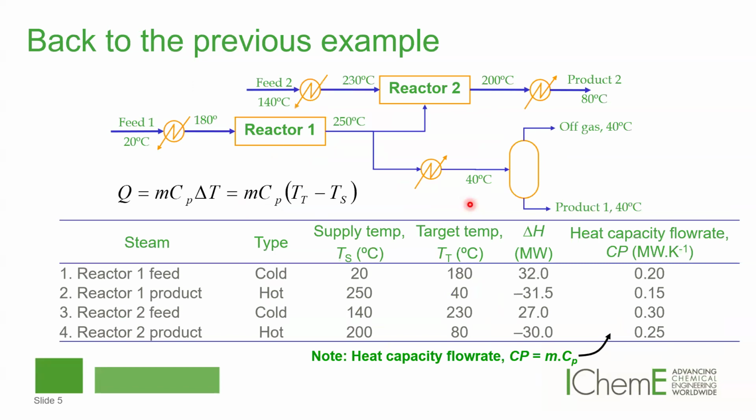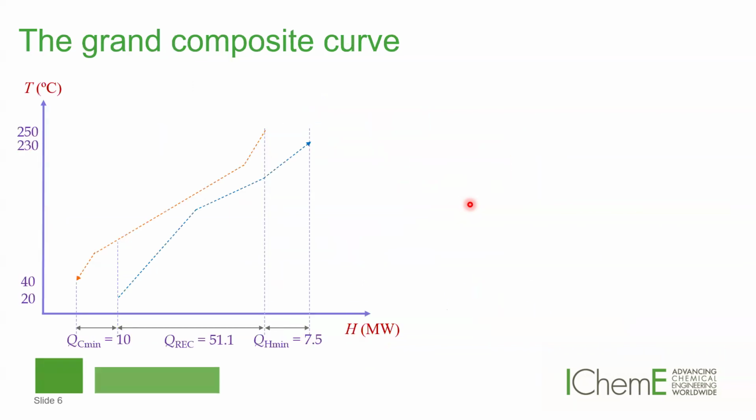Let's use the previous example to illustrate how we can select utility for our process. In the previous lectures, we have done targeting for this particular problem. So remember that we need 7.5 megawatts of hot utility to raise the temperature for the cold stream to its targeted temperature, which is 230 degrees Celsius. And we also identified the minimum cold utility needed, which is 10 megawatts energy to bring the hot stream temperature down to 40 degrees Celsius.